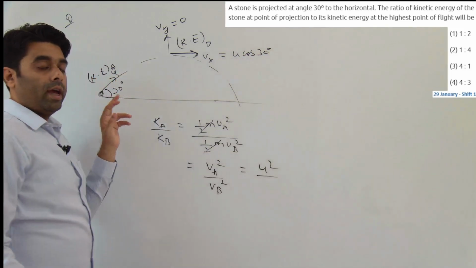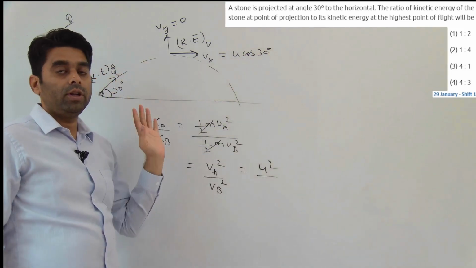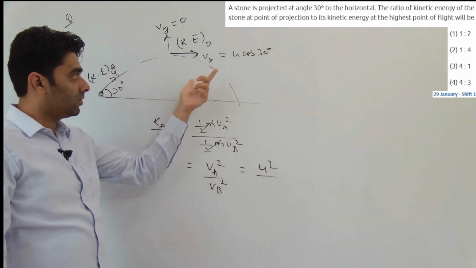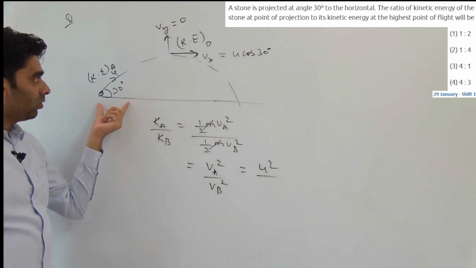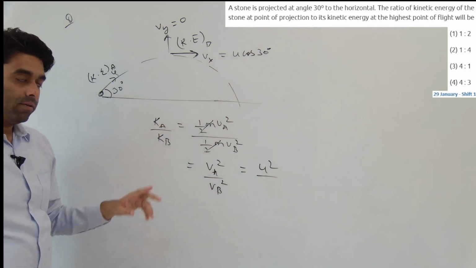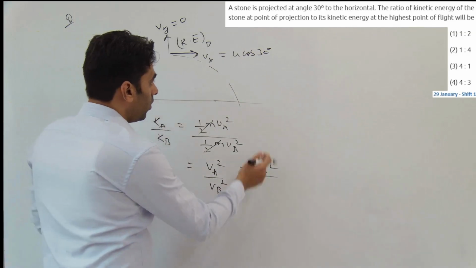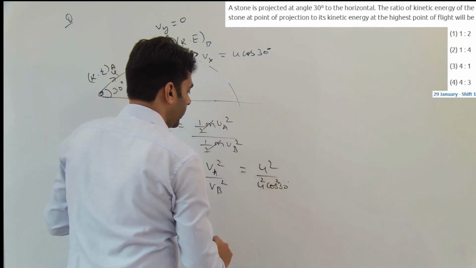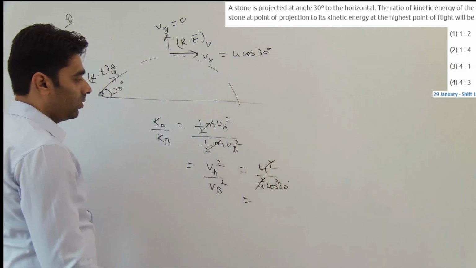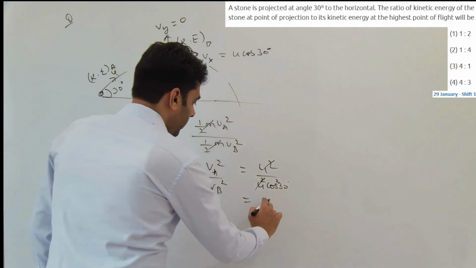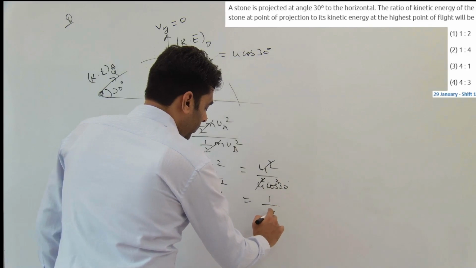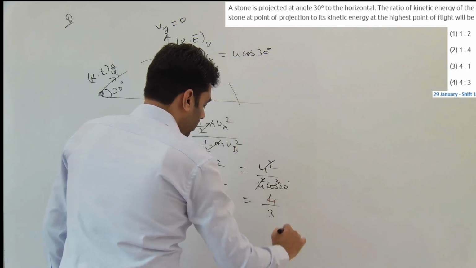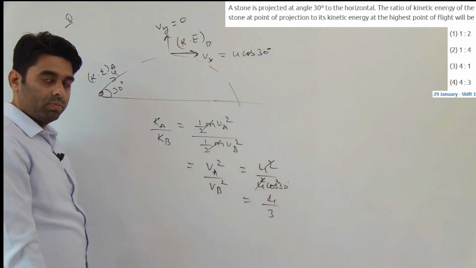So at the highest point, our velocity is only in the x direction, and x direction velocity always remains constant, which is your u cos 30. So our VB value is finally u cos 30. So u cos 30 square, u square cos square 30, u square cancels out. 1 by cos square 30 degrees. Cos 30 degrees comes out to be root 3 by 2, and if we do the square, it comes out 3 by 4, which becomes 4 by 3.